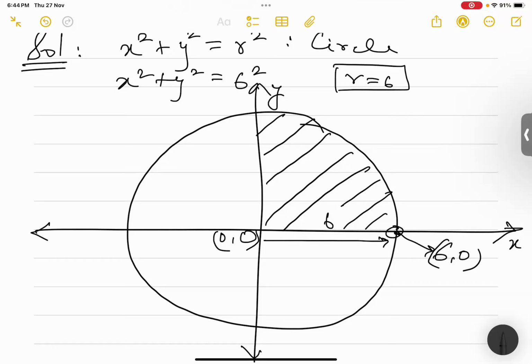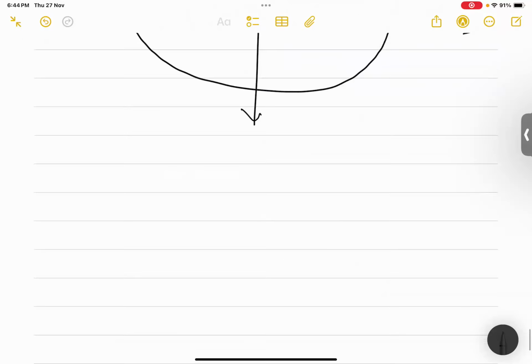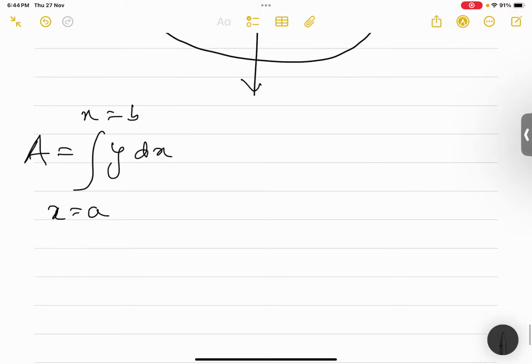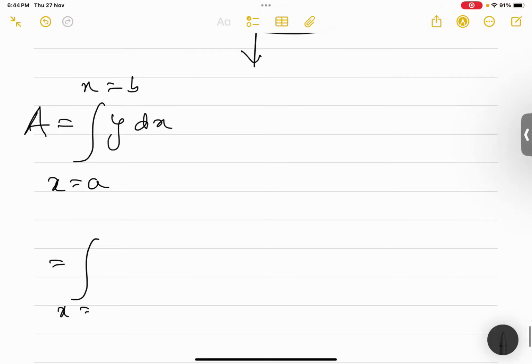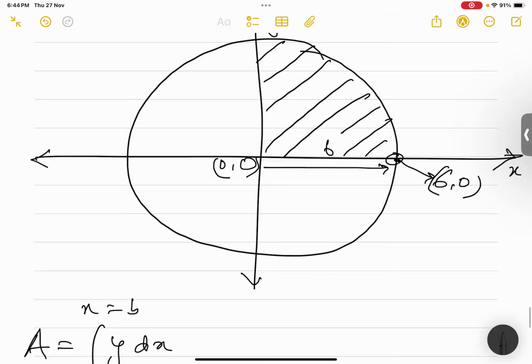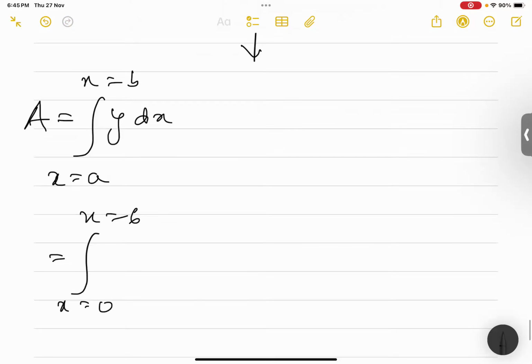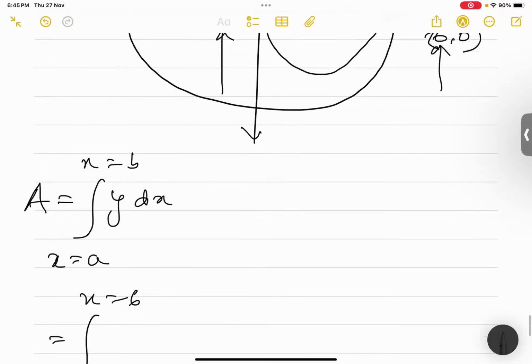Now we are going to write this, on the extreme left: x is equal to a, x is equal to b, y dx. x is equal to 0 to x is equal to 6, because we are traveling from here to here. So x coordinate is 0 and x coordinate is 6. That's why we are writing x is equal to 0 to x is equal to 6.